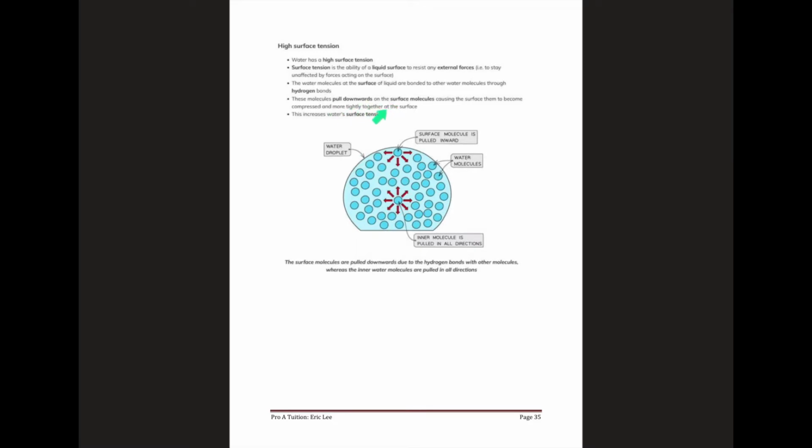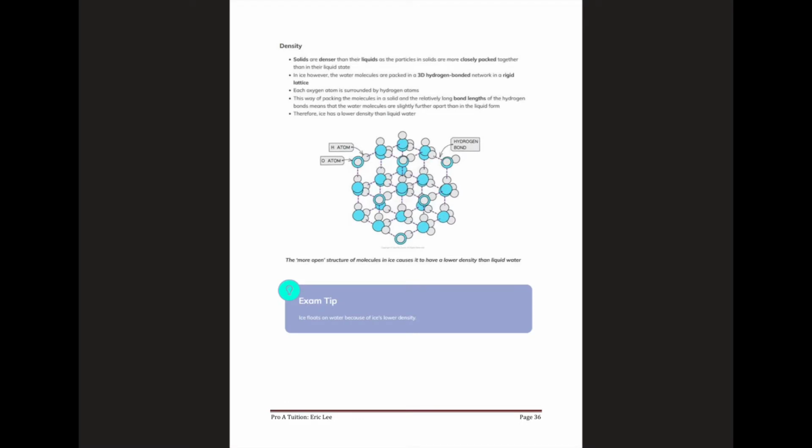So this is the main idea. Hydrogen bonds cause the molecules to pull downwards, then the surface has more molecules that hold tightly together, and this is the surface tension. So let's move on. Okay, density.